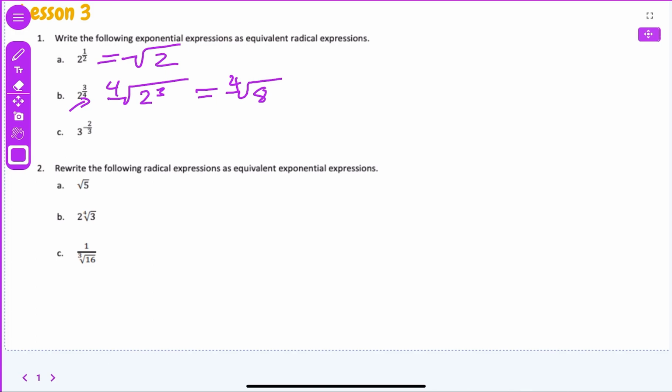Go ahead and do it. You can still work that out, so go ahead and do it. So same thing, this is going to be the cube root of 3 squared, which we can work out to be the cube root of 9.